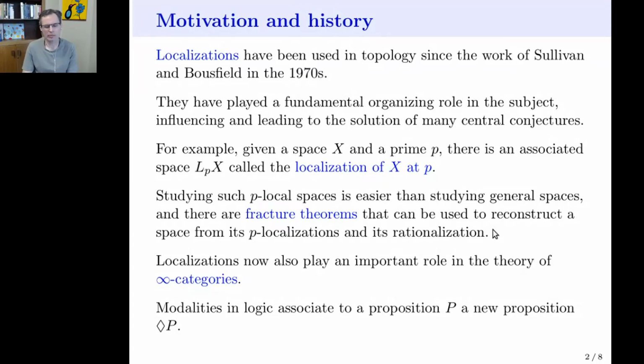And then a very similar situation arises in logic, where you have modalities, which are operations that take a proposition to a different proposition, written with some kind of symbol, like the diamond symbol on the slide here. And this is used to express things like possibility or necessity. But formally, it has a very similar sort of property as the kinds of localizations that I'm going to talk about in this talk. Okay, so that's just a very brief motivation.